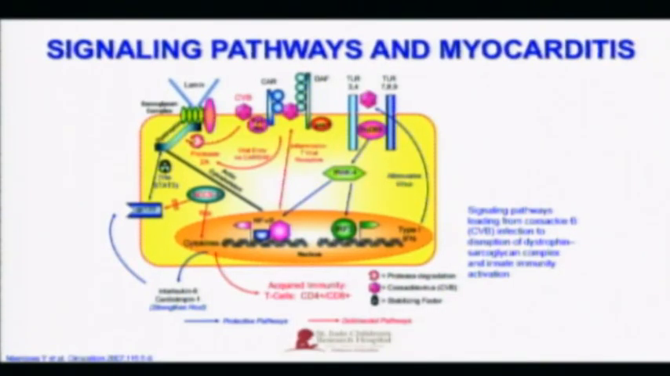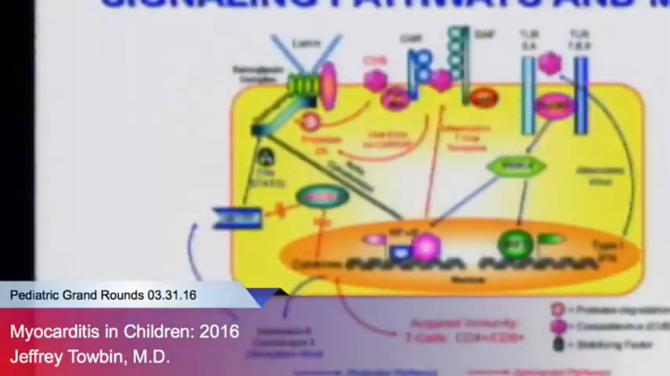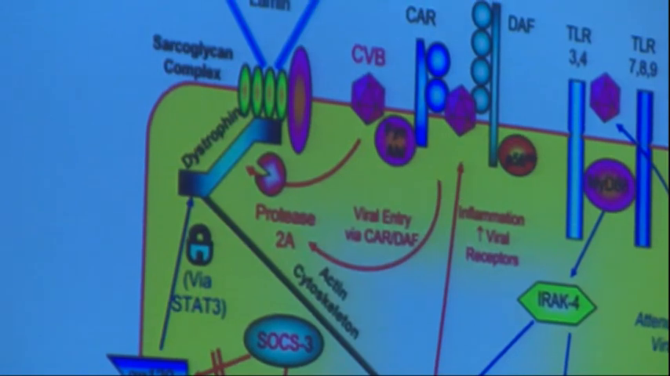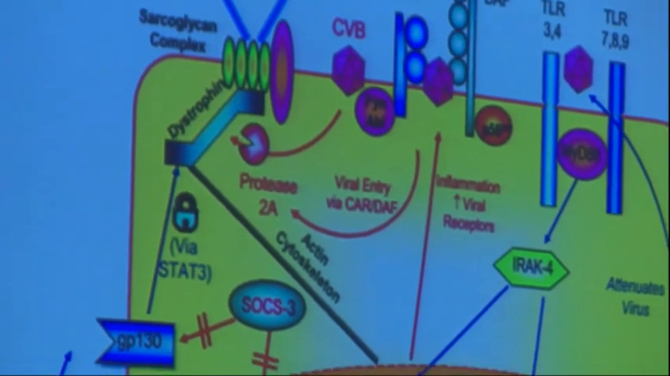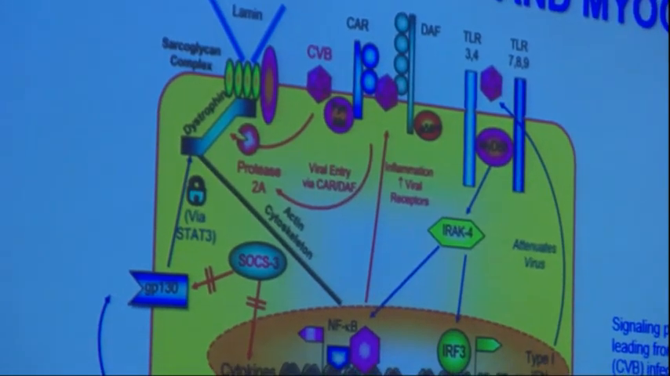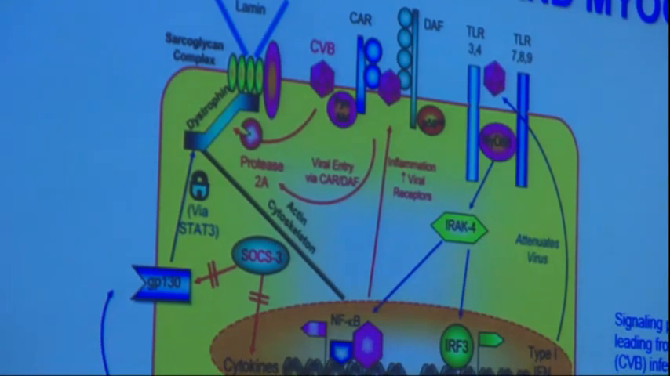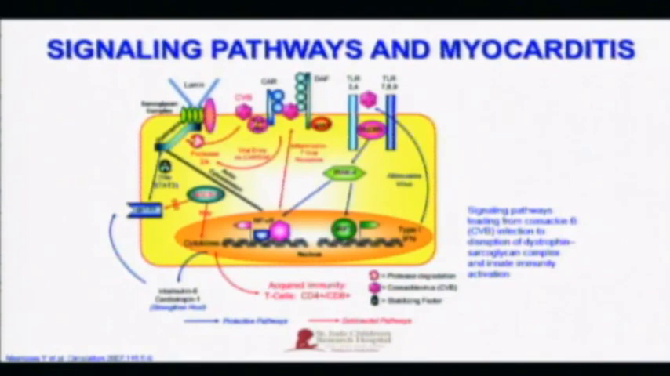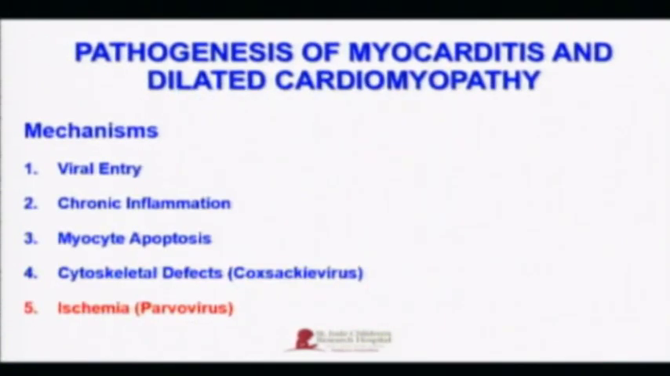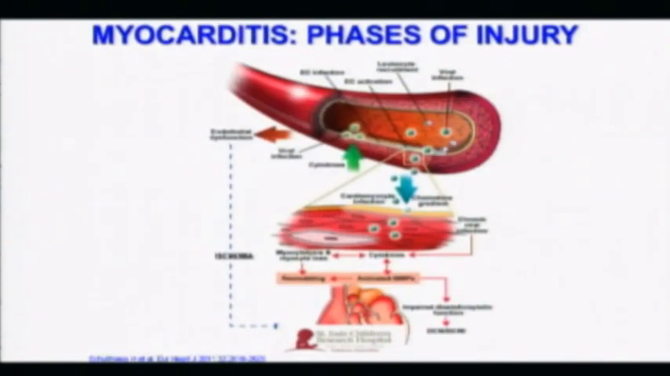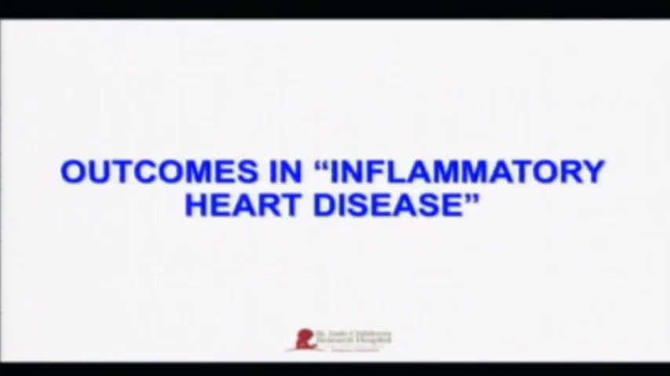This is a busy slide that shows some of the various pathways involved. So at the molecular level, a lot of studies have been done. Here's that protease 2A, but there are lots of other players in here, including the cytokines and how these all get triggered. The only reason I showed this to you is simply to say that we have targets for therapy. And those targets are being worked on one by one because at the end of the day, steroids don't really work. And then ischemia, the parvovirus, and this is where the endothelium comes into play.